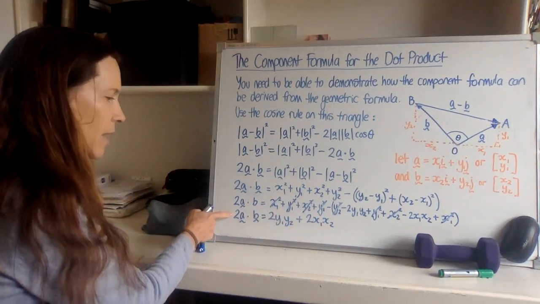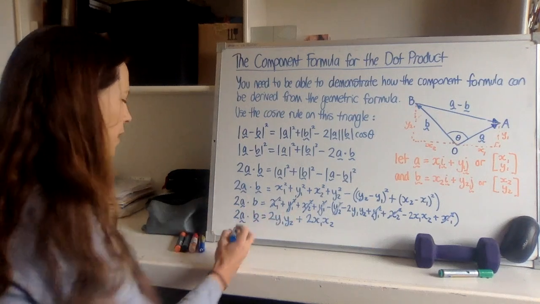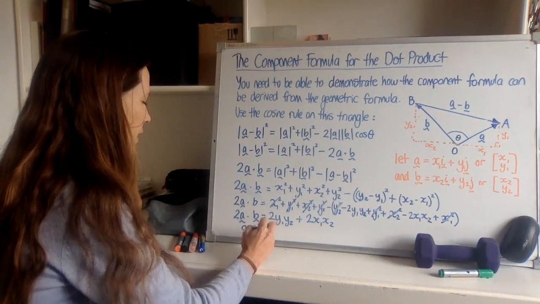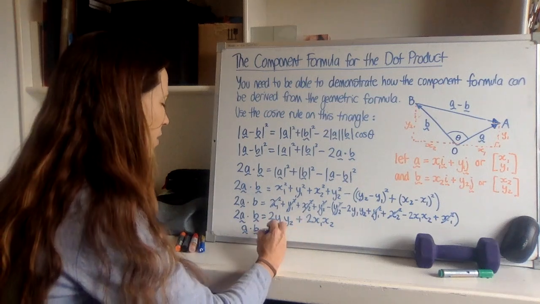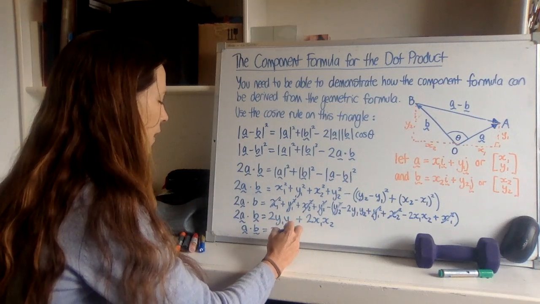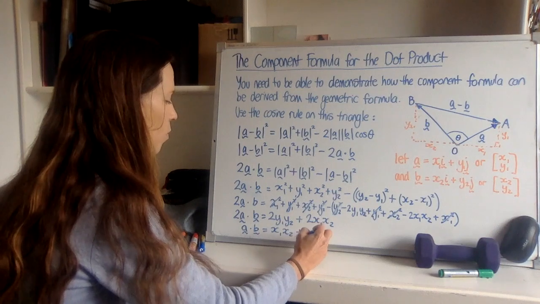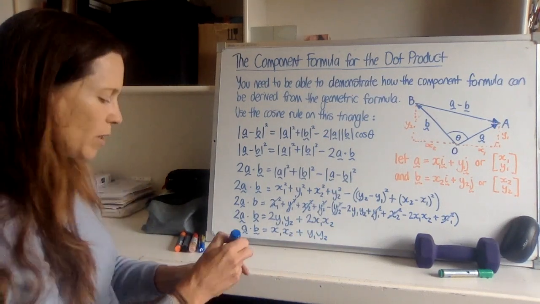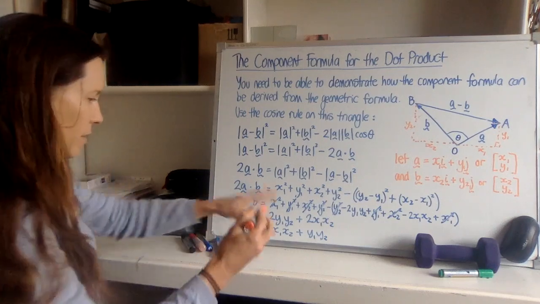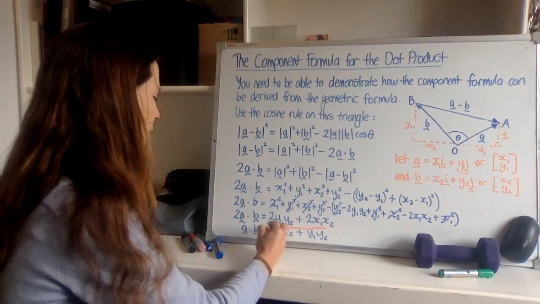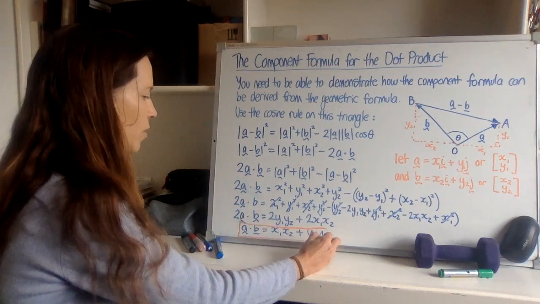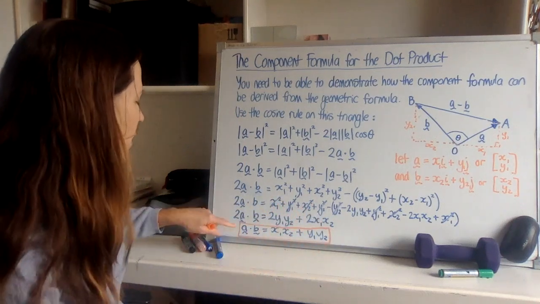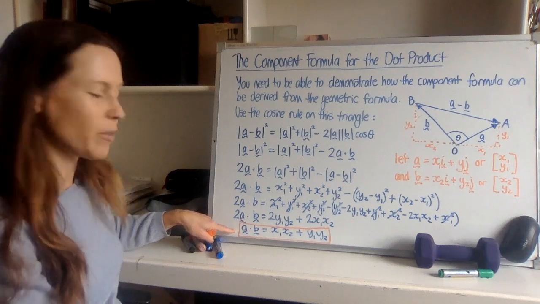And now you can see how easy it is to divide all three terms by 2 and say that a dot b is equal to, let's write the x's first, x1, x2 plus y1, y2. Now, this is the component formula for the dot product. So it's ended up kind of small and at the bottom of my page, but this is important now. Let's put a big box around it or highlight it, whatever your system is. This is our component formula for the dot product.